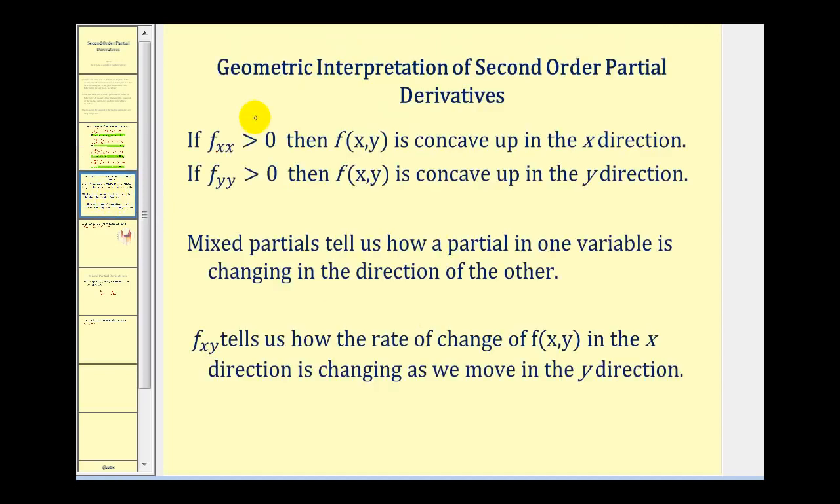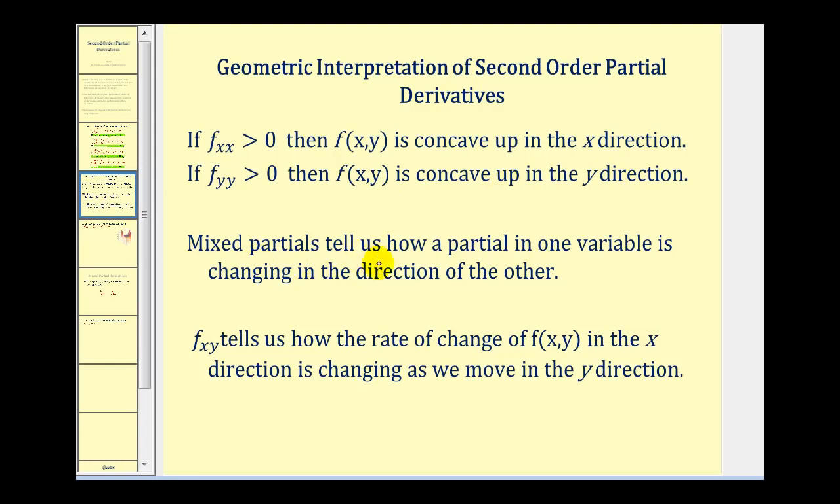Let's talk about the geometric interpretation of the second order partial derivatives. Sometimes we'll just say fxx and fyy for these second order partials. If fxx is greater than 0, then the function is concave up in the x direction, which means if it's negative it'll be concave down. And if fyy is positive, then f of xy is concave up in the y direction. And again, if it's negative, it'll be concave down.